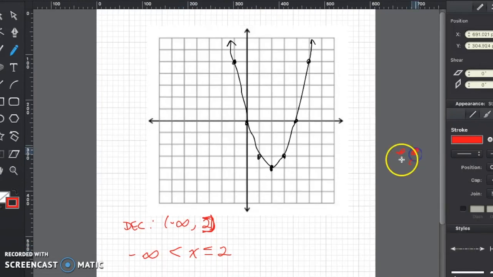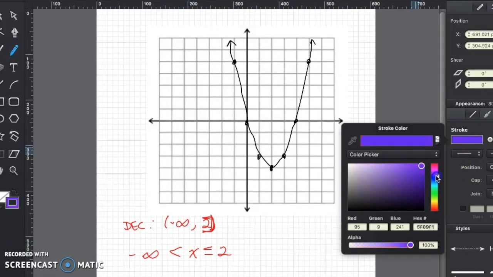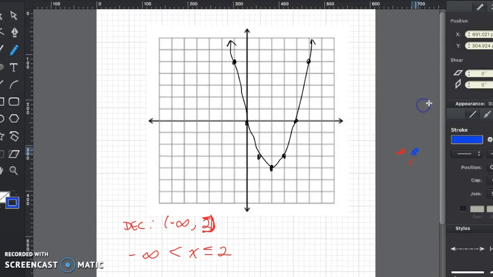So let's talk about increasing, right? So that part of the graph is decreasing. Increasing, it goes from that point again all the way up to infinity. So the way I could write that is what we're used to again, that interval notation. I start at 2, and 2 is included, and I go all the way up to positive infinity.